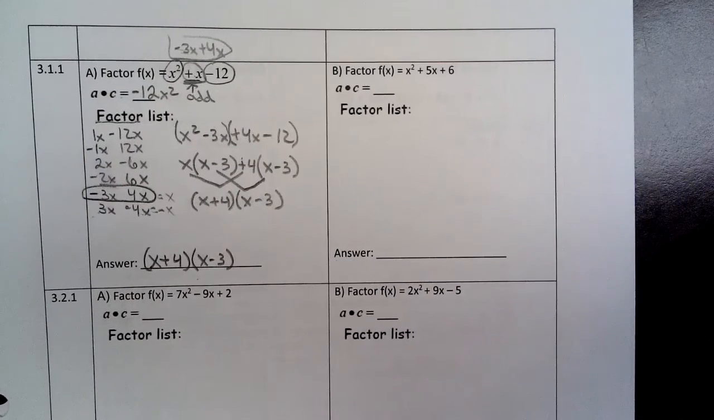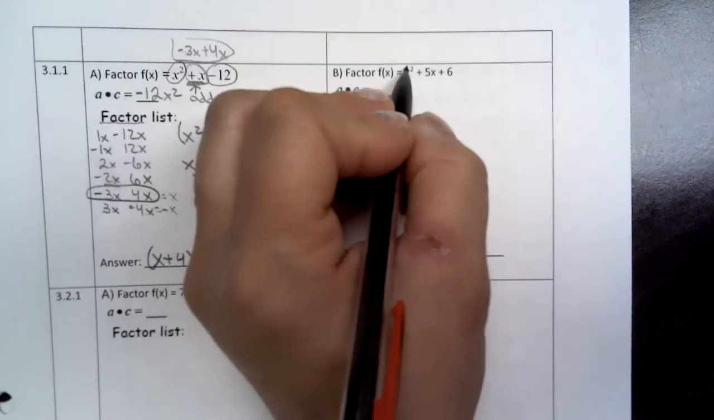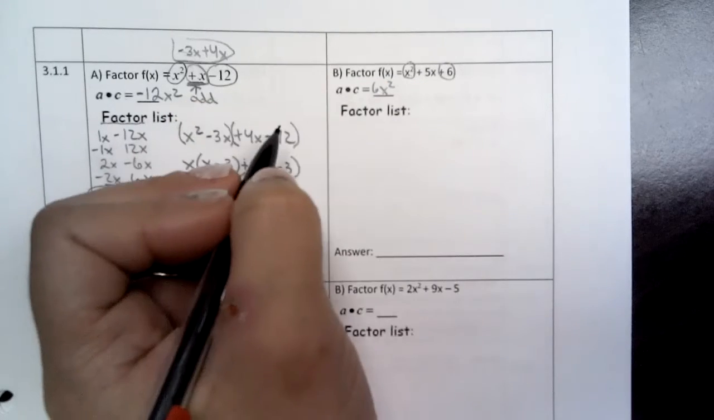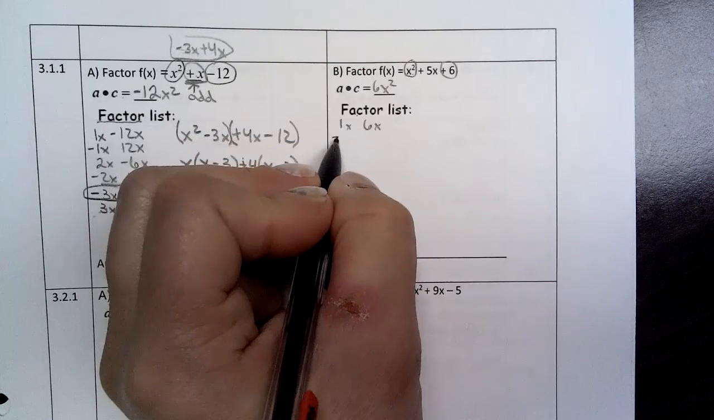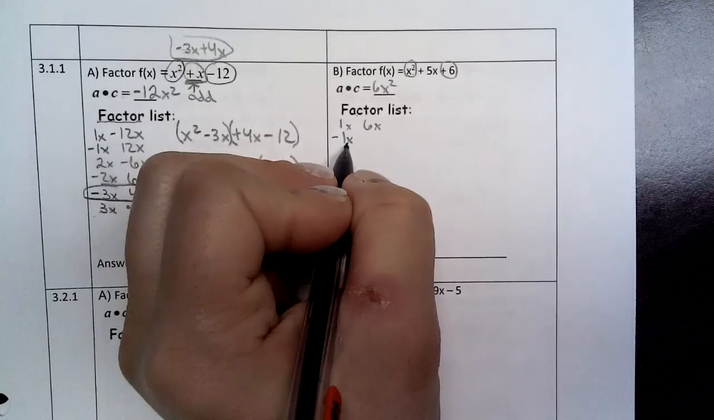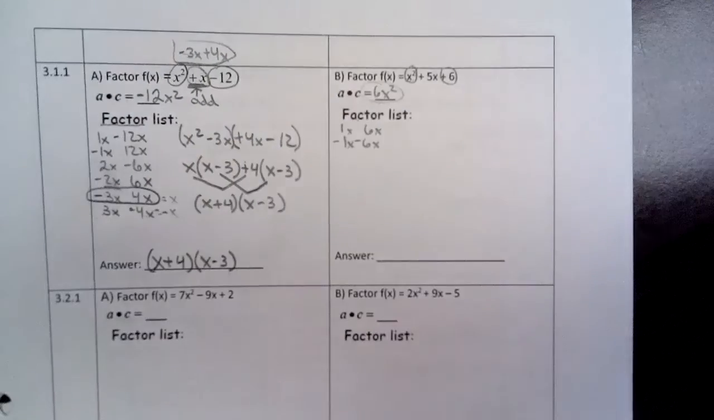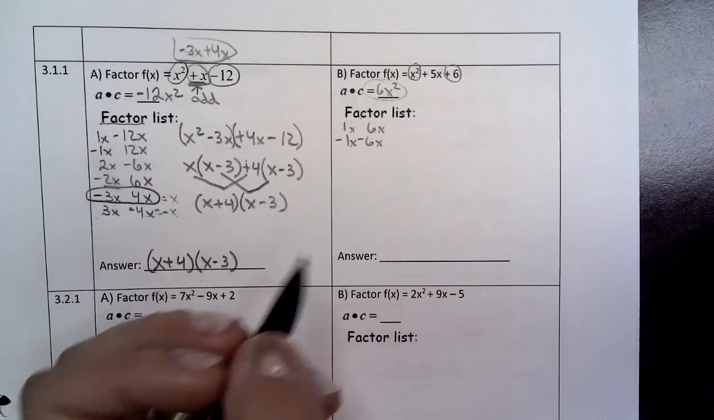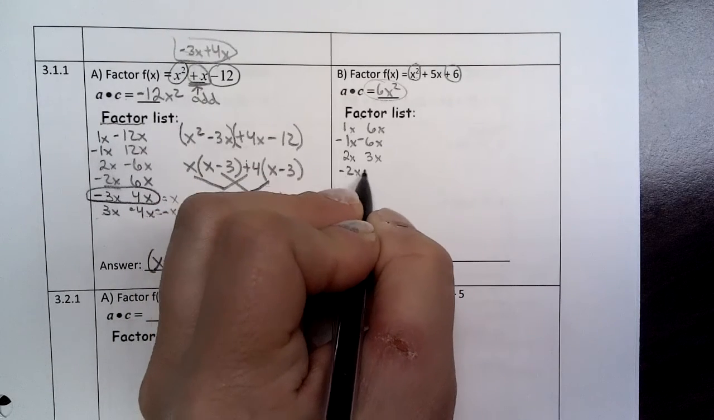So let's go ahead and take a look at another one here. Okay, so this one we're going to do the same thing. So I'm going to circle my A and my C, and I get 6x squared. Now I'm going to find my factors. So 1x and 6x. Okay, and in this case, they either both have to be positive or they both have to be negative to equal a positive when they multiply. Okay, so I still have those 2 different signs, but the signs are a little bit different than this first example. So now I could do 2x and 3x, or negative 2x and negative 3x.